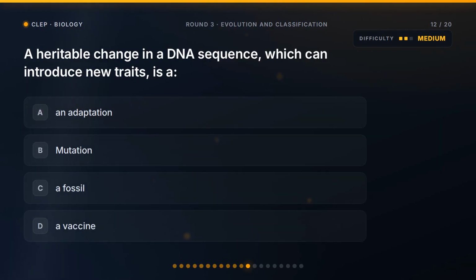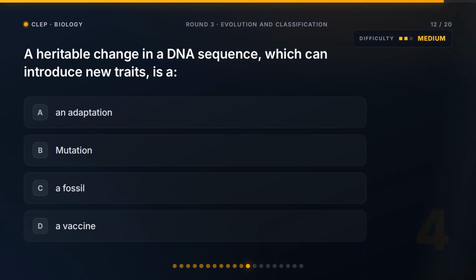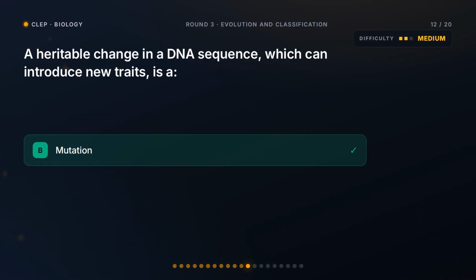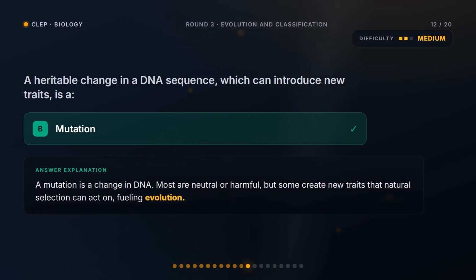Question 12. A heritable change in a DNA sequence, which can introduce new traits, is A. An adaptation. B. Mutation. C. A fossil. D. A vaccine. The answer is B. Mutation. A mutation is a change in DNA. Most are neutral or harmful, but some create new traits that natural selection can act on, fueling evolution.